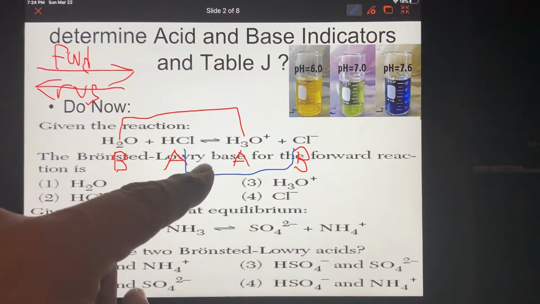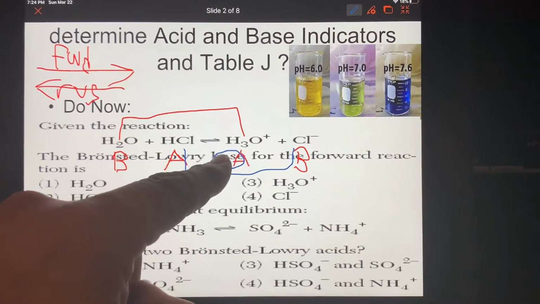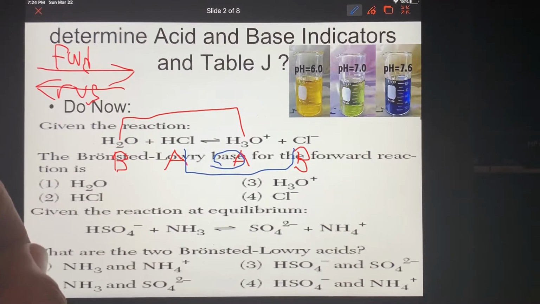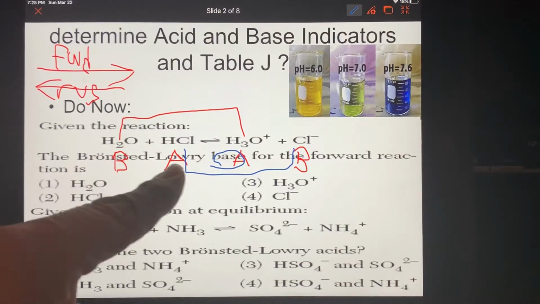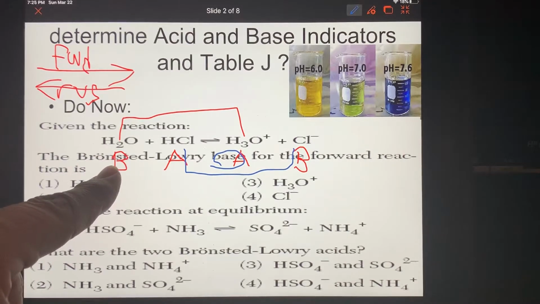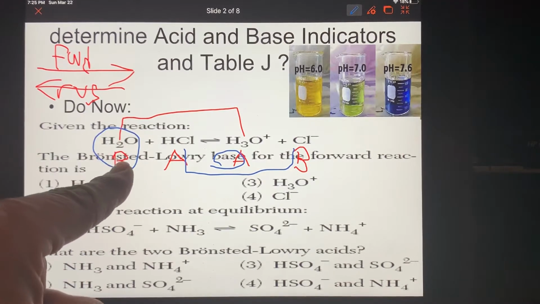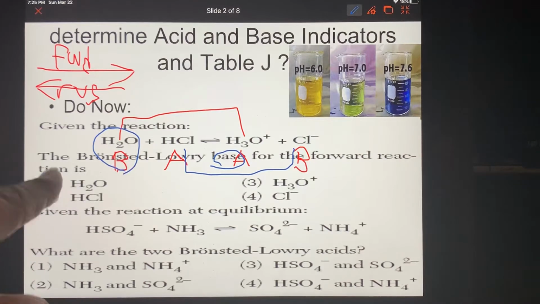So this question says the Bronsted-Lowry base for the forward reaction. So very simple. We said forward goes to the right. Now, the answer is going to be where you start. So where do we start the reaction? Well, if we're going to the right, we start from the left side. So the base on the left side is this guy right here, water. So water is our base.